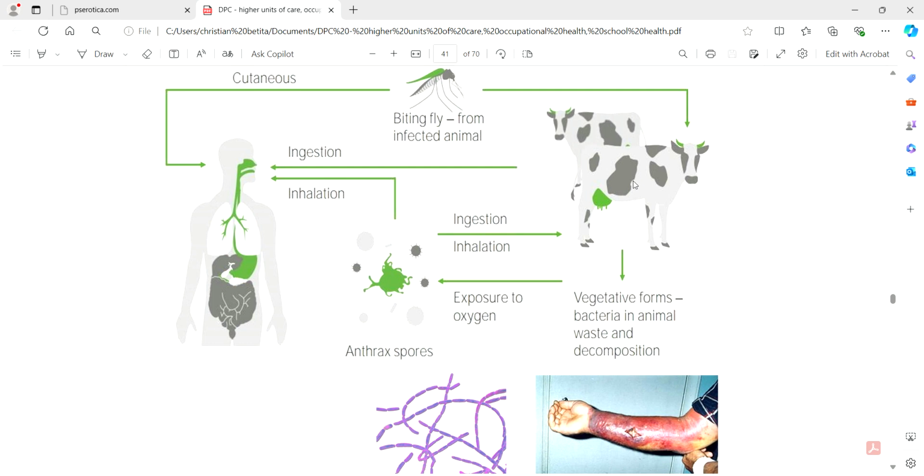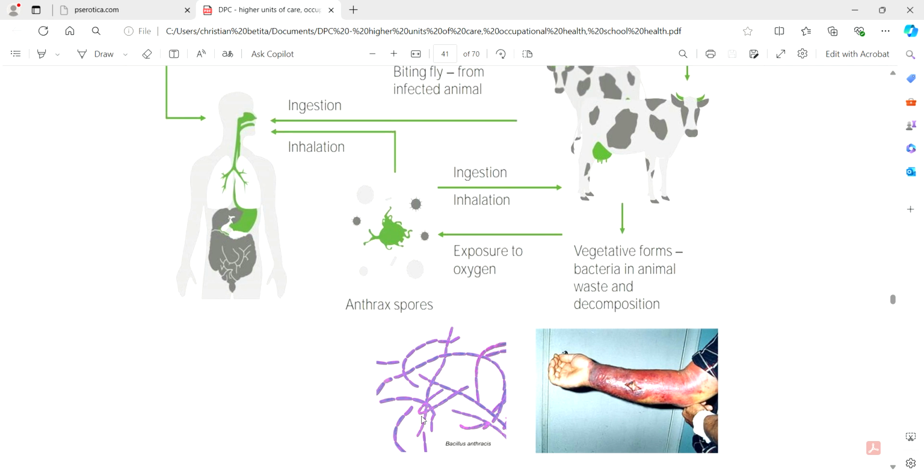It may also be found in the fur of farm animals, in particular mga sheep, yung mga wool ng sheep. It may also be found in animals' waste and when they decompose into the soil. And this is what anthrax bacilli looks like, and this is what the anthrax disease looks like. Okay, so it can cause sores and infection that spreads very rapidly.